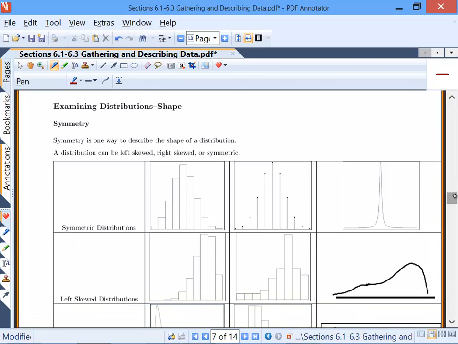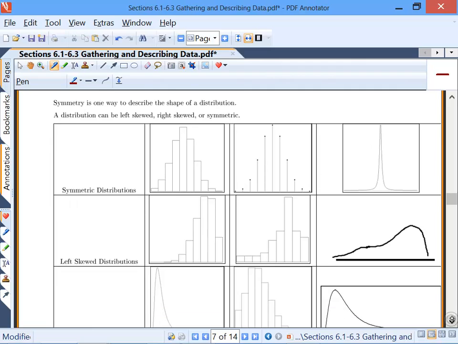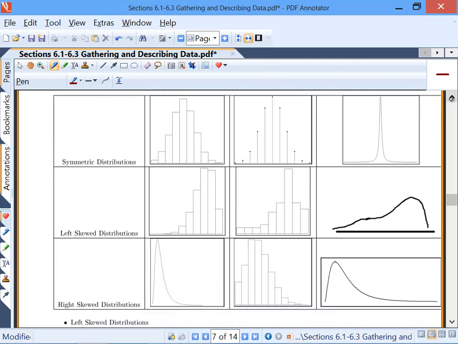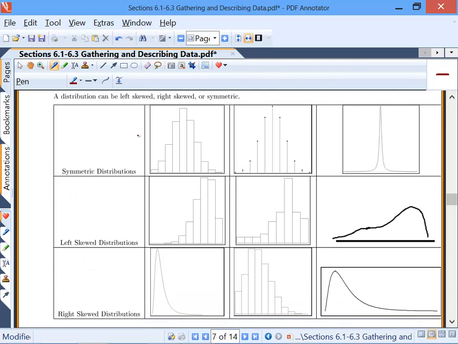The next thing we talk about is shape. Of our distributions, one way we can describe the shape is with the symmetry. A distribution can either be left skewed, right skewed, or symmetric. So here are some examples. The top row is our symmetric distributions. Notice they are, well, symmetric.